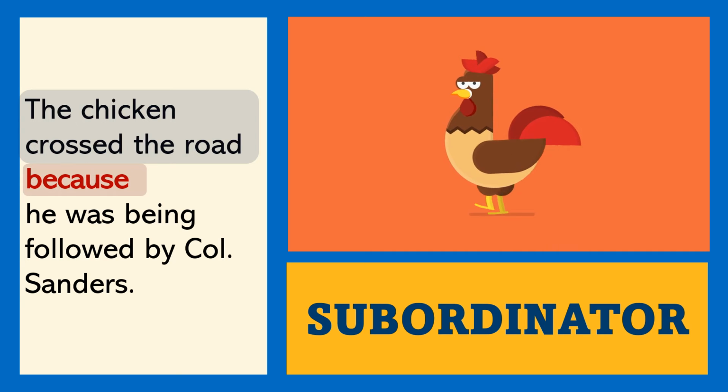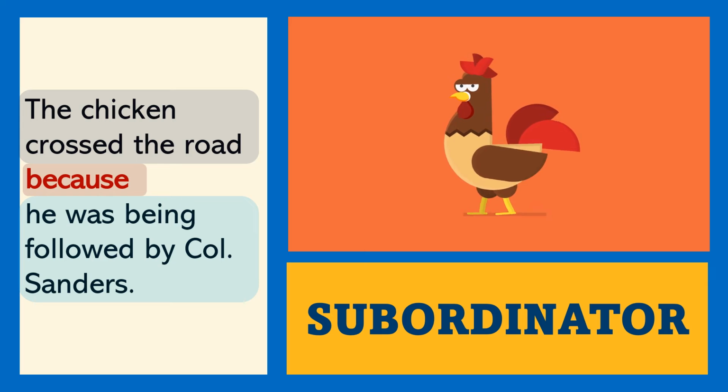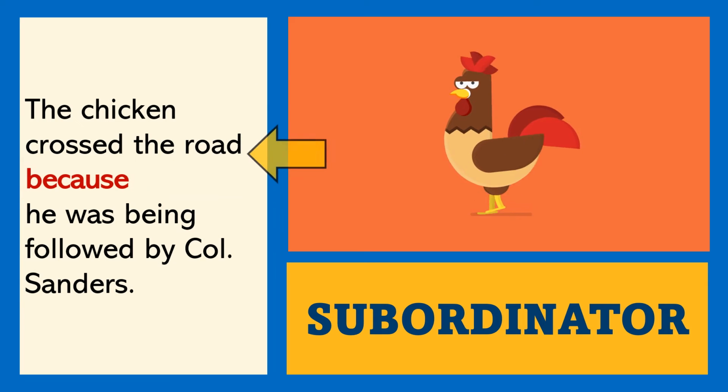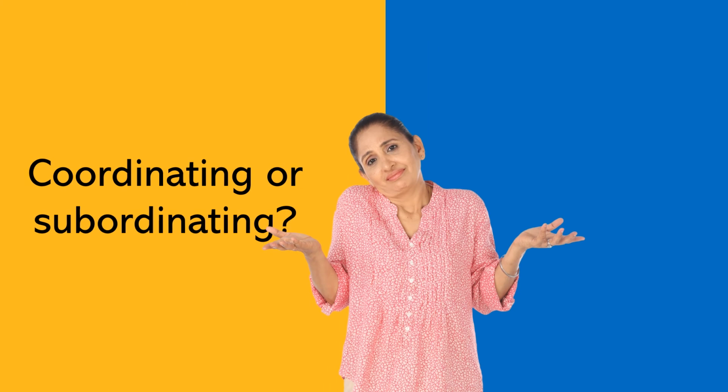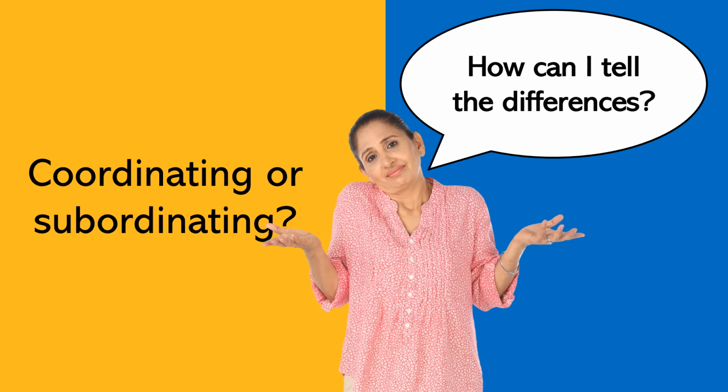Then another clause, which could by itself work as an independent clause: he was being followed by Colonel Sanders. However, this clause is paired with the word because, therefore it's subordinate, and we do not have a comma at the end here. So how do you tell the difference between a coordinating and subordinating conjunction? This is a little tricky, and when you have two complete sentences, students often become confused if there should be a comma before the conjunction that links them.